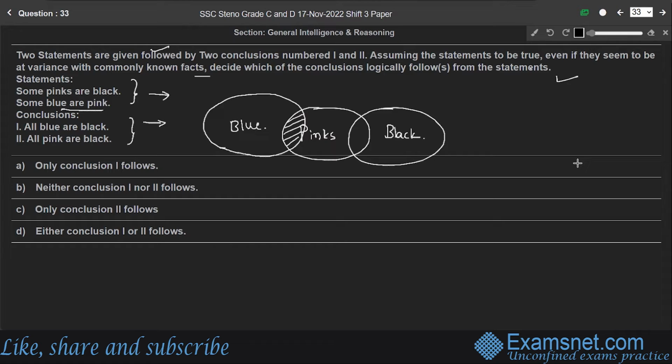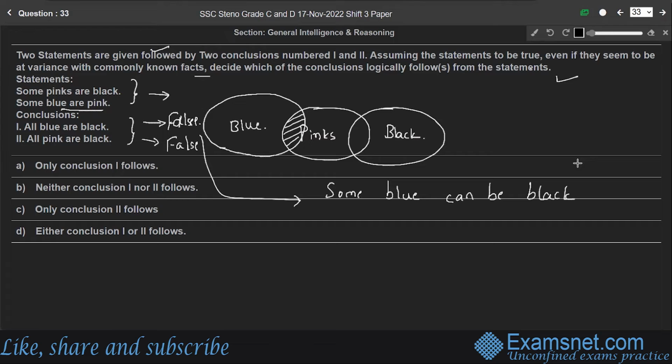All blue are black, which is false. Some blue can be black, right? There is a possibility that some blue can be black. So the second conclusion is all pink are black, which is not possible, right?